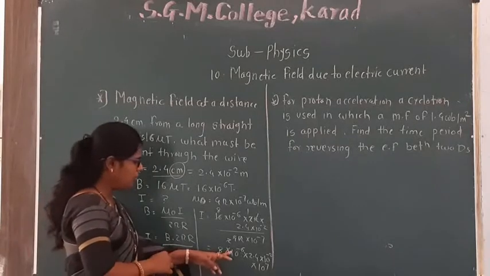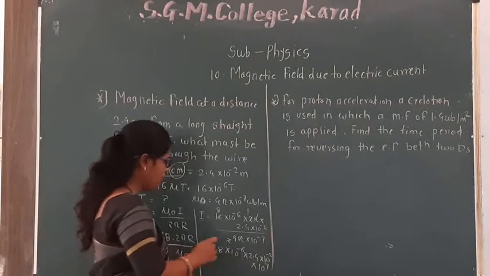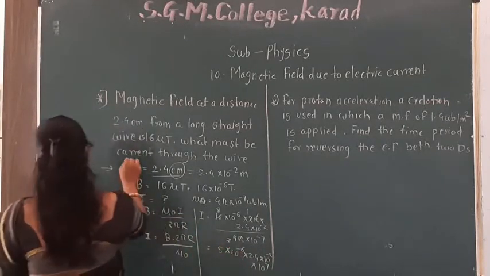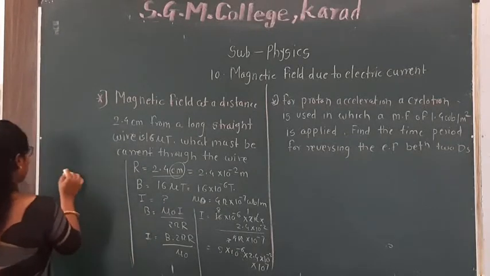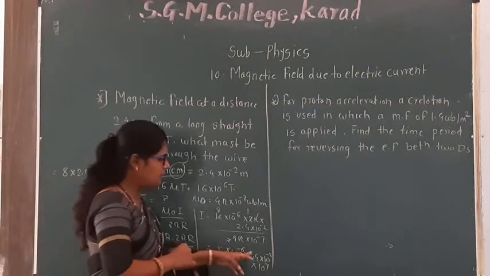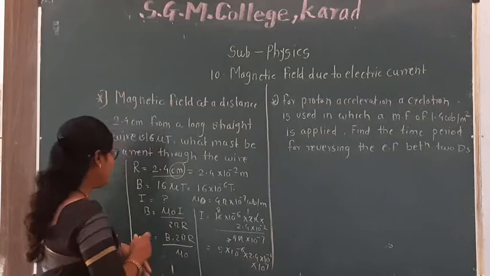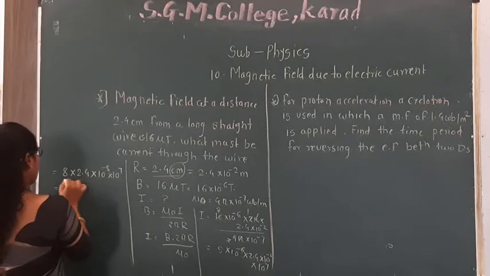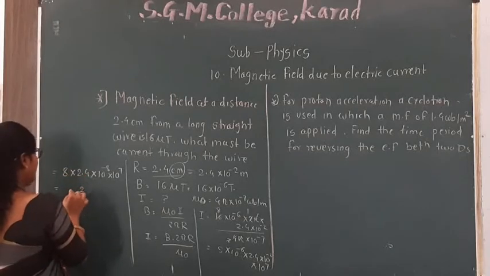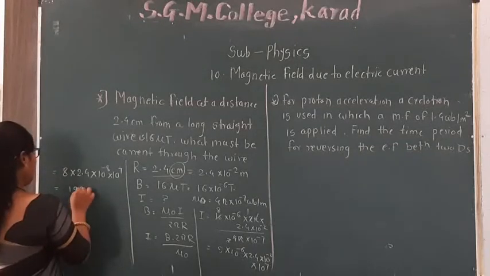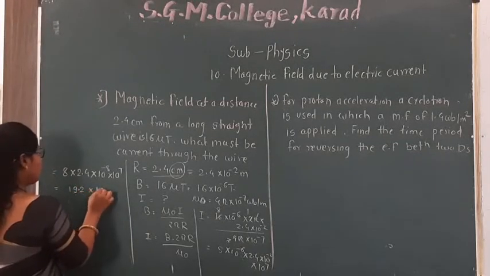Now first of all, combine the 10 raised to power, then multiply all the values, either by using the log table or by simple calculation. Then 8 into 2.4 into 10 raised to minus 6 and minus 2, here minus 8 into 10 raised to 7. Now 8 into 2.4 we can calculate by simple calculation also. Then we get this value, 19.2 into 10 raised to minus 1.